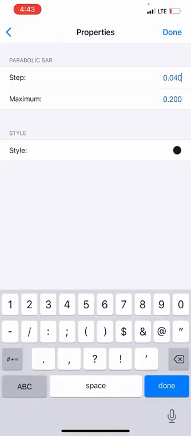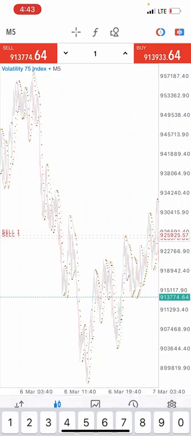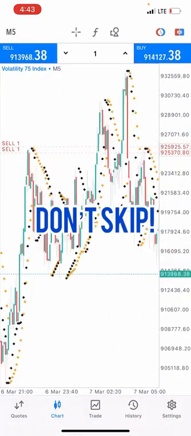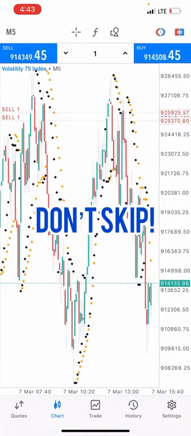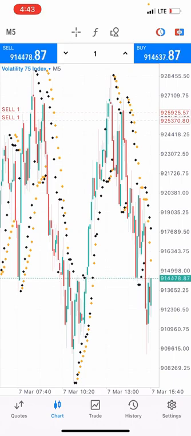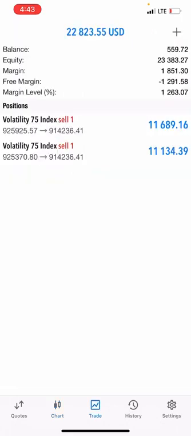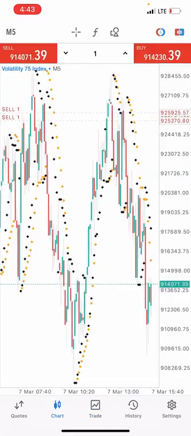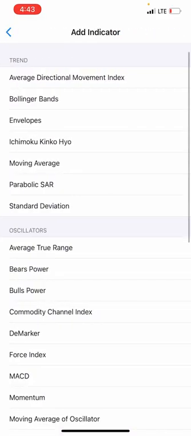This time around, we'll be using 0.02 and 0.04 and a 0.02 as well. Make the color black, done. This is the parabolic SAR that we just set. And lastly, guys, I think okay, it's $22,000 profit, guys. Okay, I'll show you quickly the next indicator, a moving average.